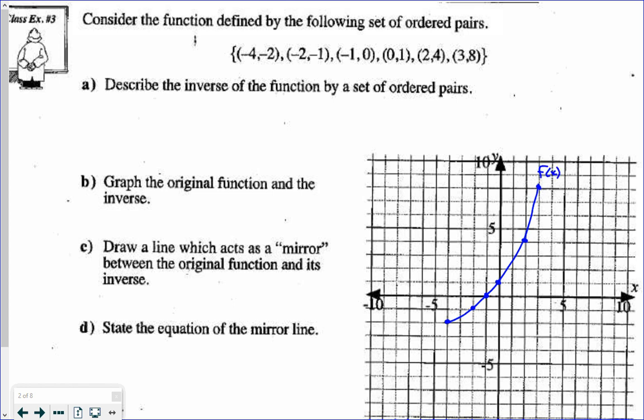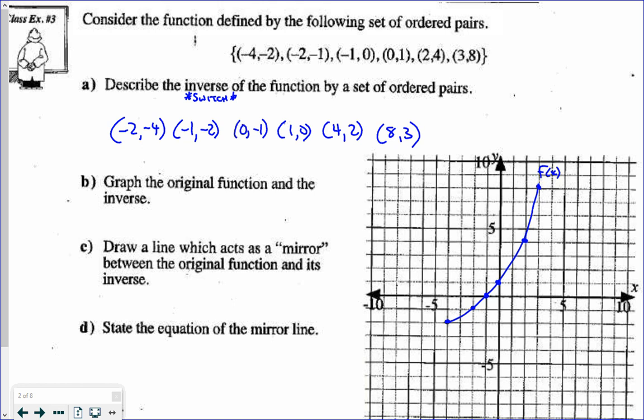So describe the inverse of the function as a set of ordered pairs. So remember, inverse means to switch. So it means to switch the x's and y's around. So my new set of points would be -2 comma -4, -1 comma -2, 0 comma -1, 1 comma 0. So you don't switch the signs, you just switch the position of the numbers.